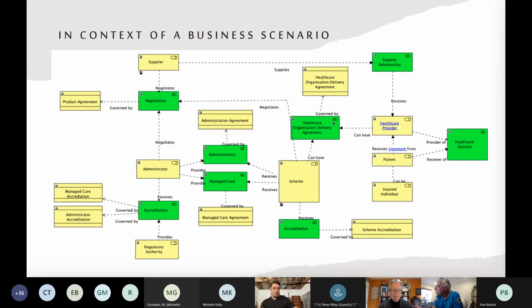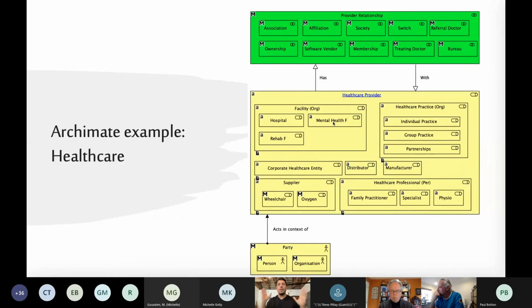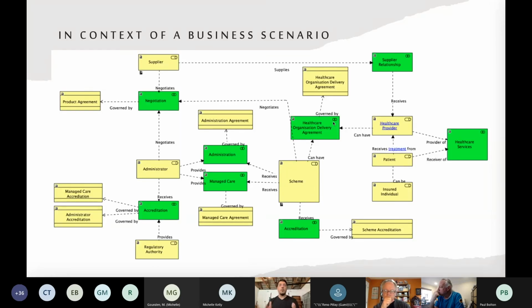I thought I'd just quickly bring this picture in because we're running out of time. This is important because this shows how important party modeling is when you then start to map out business scenarios. Here we've only said, what are the kind of roles that we're actually dealing with? In this picture, we're saying, now we've got a business scenario. We have a patient, and the patient received treatment from a healthcare provider. And the healthcare provider is in a relationship here with a supplier, you see?